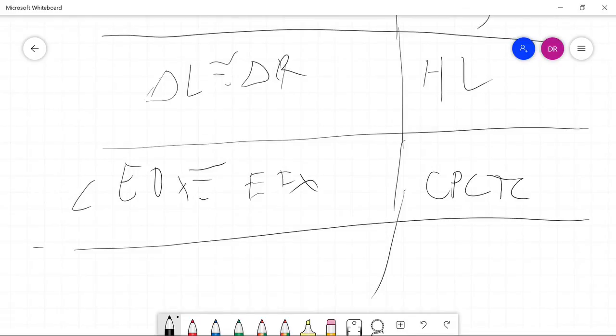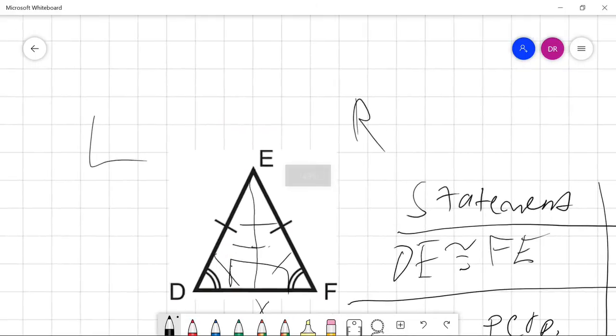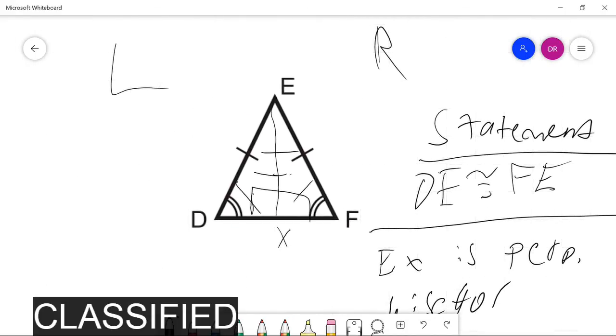Okay, so we have successfully proved that the base angles of isosceles triangles are congruent.